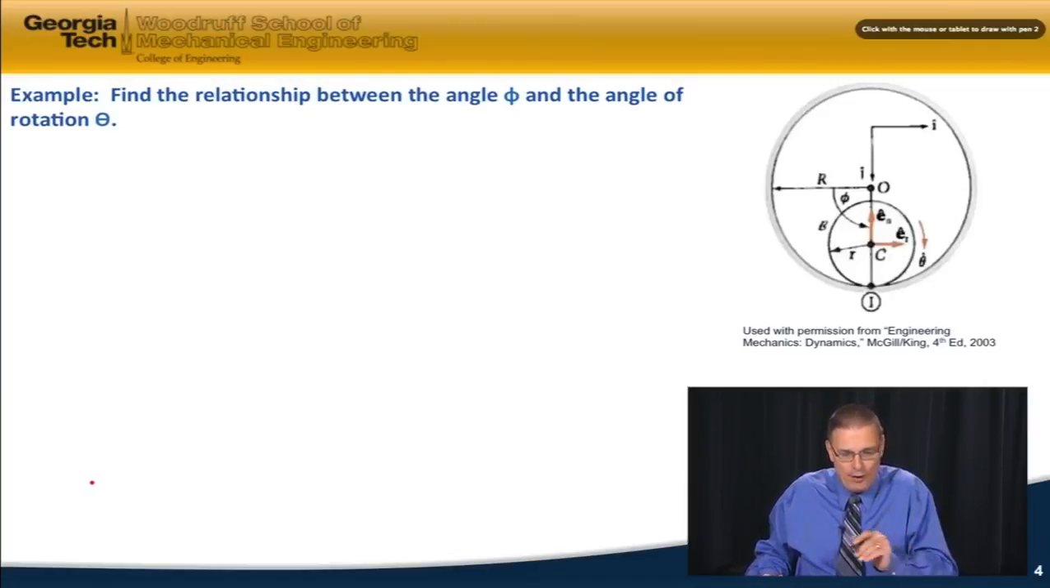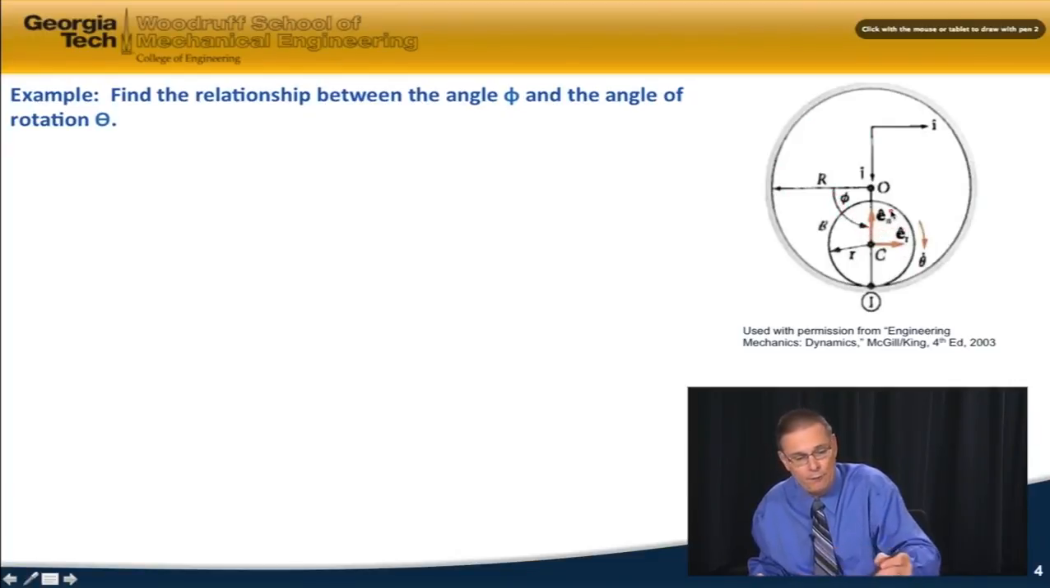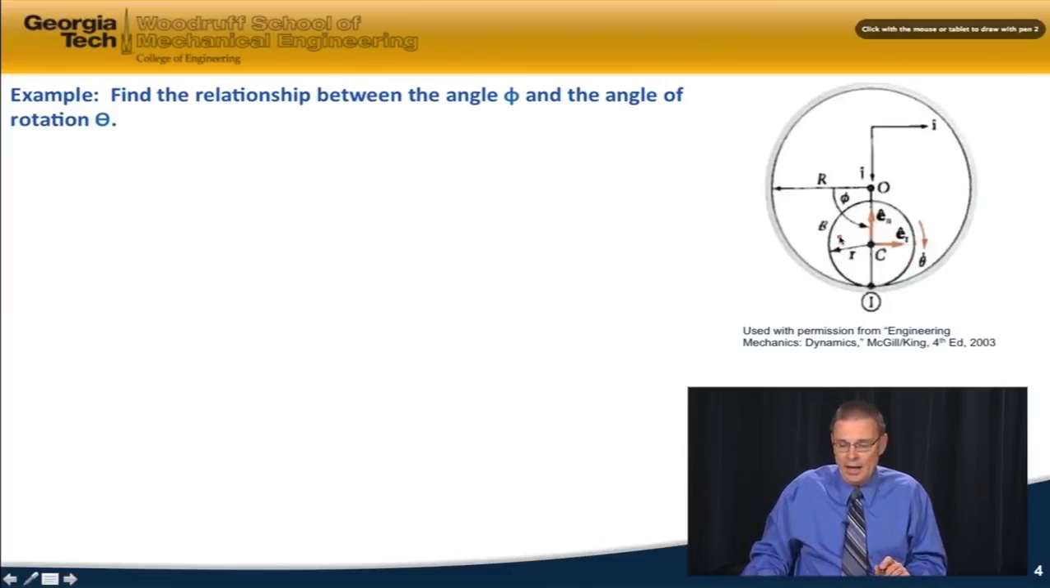Okay, so we want to find the relationship between the angle phi and the angle theta here. The angle phi is the angle at which the center of the wheel rolls around this inside cylinder. So we've got this wheel rolling around a fixed cylinder, and as it does that motion, we have the center of the wheel moving at an angle phi, and at the same time, the wheel is spinning with an angular velocity theta dot, or an angle of rotation theta. And we want to find the relationship between those two angles.